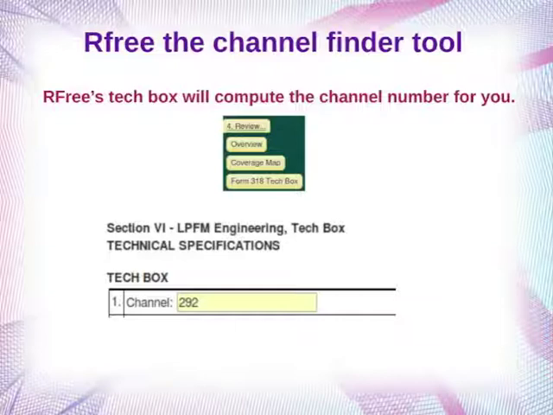So how can you find this information? When you log in to R3, you're going to see a menu, and then you're going to click on review, and then you're going to find a button that says Form 318 tech box. Just click there, and that's going to show the template that is similar to Form 318, the tech box. You're looking at this slide, Section 6, LPFM Engineering Tech Box, and you're going to see how this is displayed in R3. That's going to show you the channel that you're applying for.